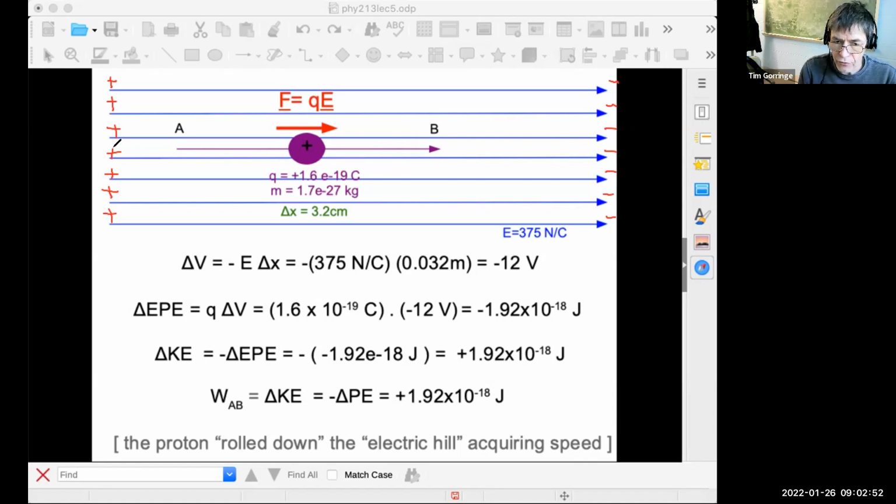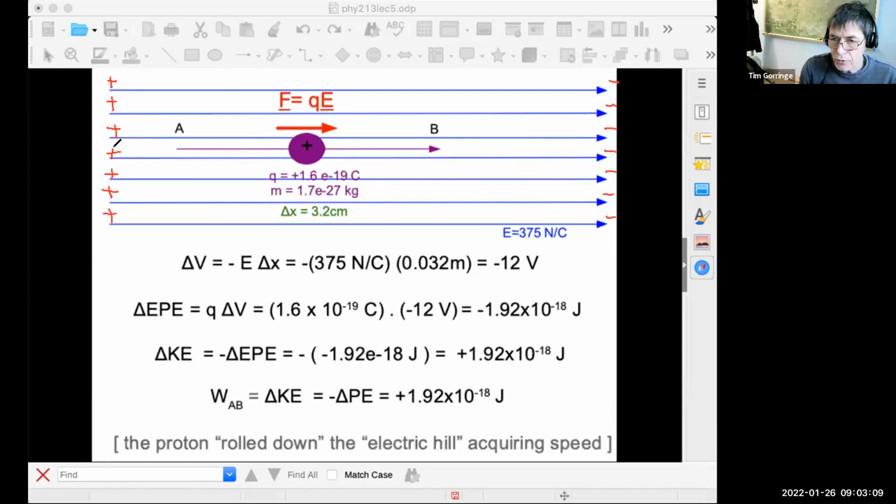So it's going from the hill to the valley. The electrical potential is going to decrease. So the electrical potential is decreasing as you go from A to B. What about the work done by the force? Work done by electric force?